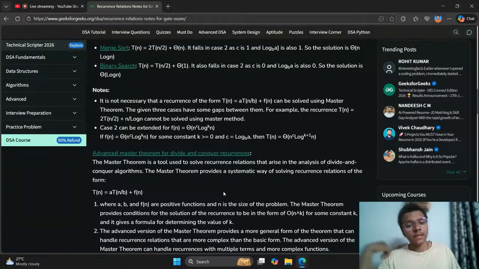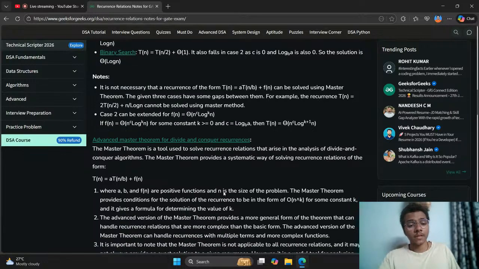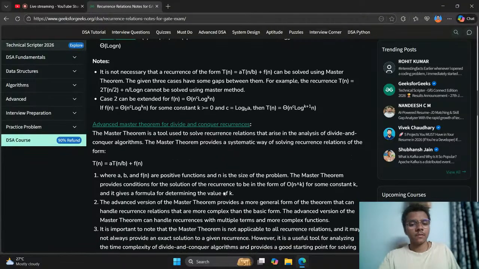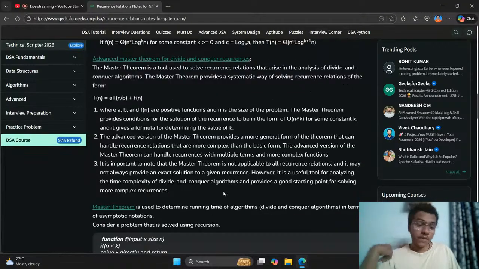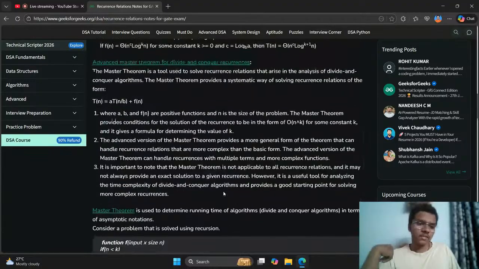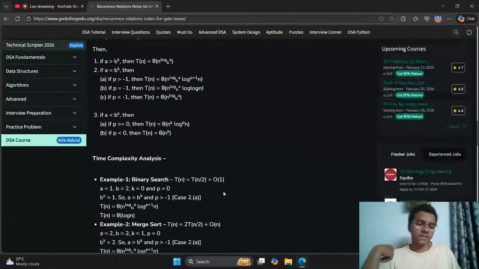This gives three cases having some gaps between them. For example, the recurrence T(n) = 2T(n/2) + n/log n cannot be solved using the master method. Case 2 can be extended. Okay, so you need to understand this, not just have the proof.